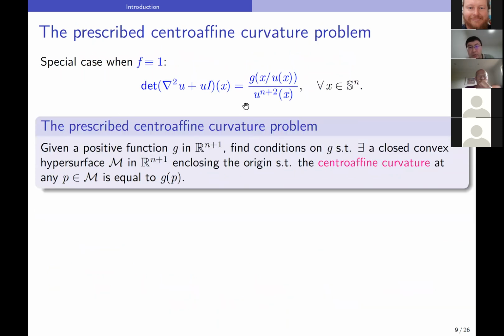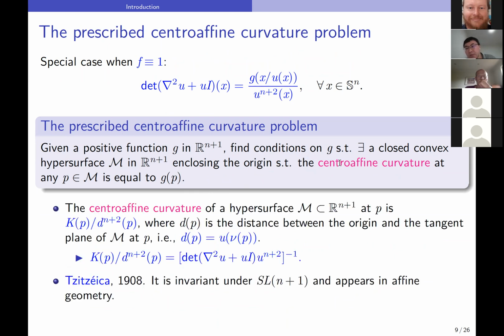The second motivation is that a special case of our main PDE corresponds to the prescribed centro-affine curvature problem. That is when f is equal to 1, and our main equation becomes the following PDE. This PDE gives us a solution to the prescribed centro-affine curvature problem. Given a function g, we need to find a closed convex hypersurface in R^{n+1} enclosing the origin such that its centro-affine curvature at a point P is equal to g of P.